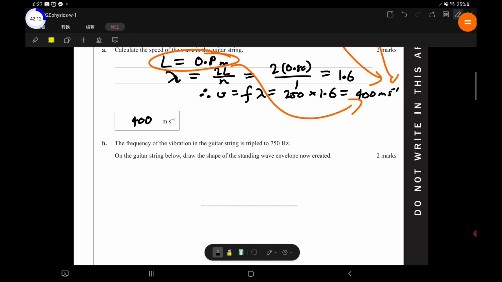Now the frequency of the guitar string has been tripled to 750 hertz. We have to sketch the diagram for the wave.